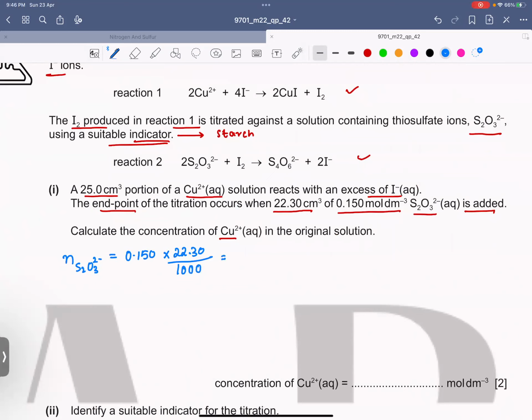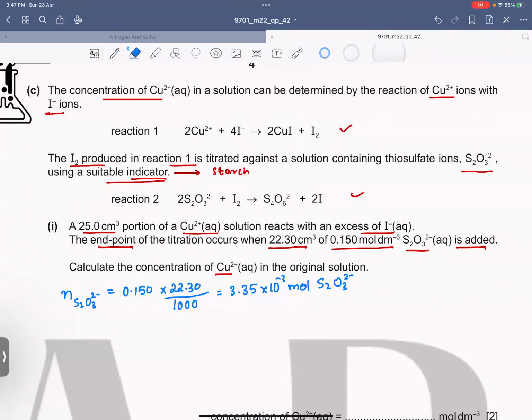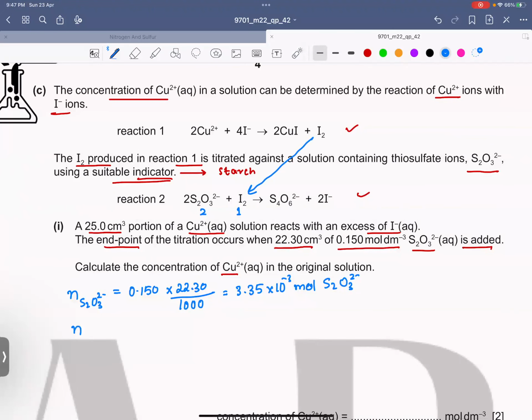Can anybody tell me the answer? Sir, 3.35 times 10 to the power minus 3. Can you repeat, Taha? 3.35 times 10 to the power minus 3. 3.35 times 10 to the power minus 3 are the moles of thiosulfate. Okay, now the thiosulfate reacts with iodine in a 2:1 ratio, and that iodine actually came from here. So first I will find the moles of iodine.